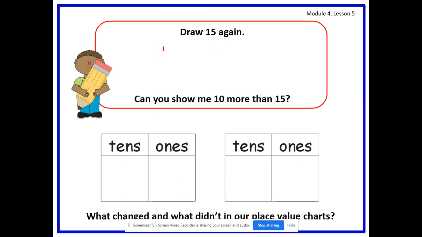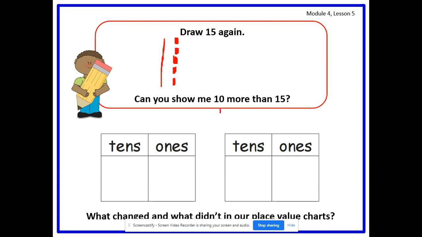So let's draw 15 again. Ready? Now you draw it on your whiteboard. So remember, we draw one quick 10 and 5 ones because 15 has 1 10 and 5 ones. Can you show me 10 more than 15? If you had your paper, but since you don't, you're just going to do this part.